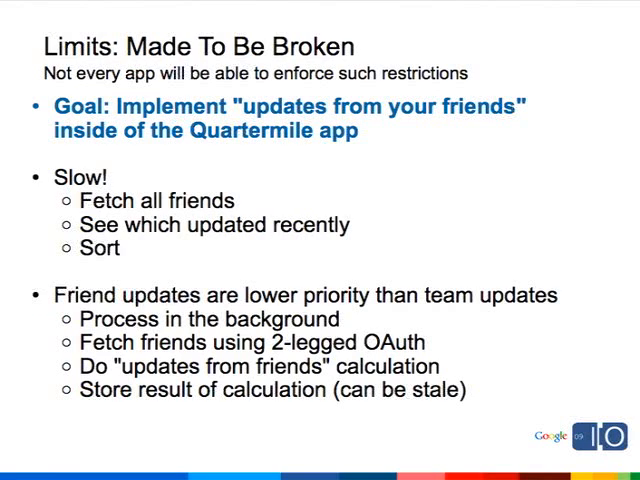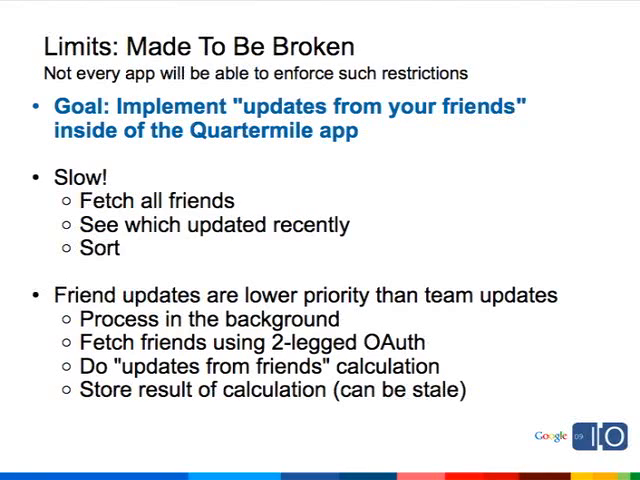Obviously, not every app can impose this sort of limitation on itself. So we did hypothetically implement the updates from your friends. We wanted to say, how can we show what our friends have been working on? Certainly, this is a very slow query, slower depending on the number of friends that you have. So what you basically have to do is use the OpenSocial REST APIs, fetch all of the user's friends from App Engine, see which ones were updated recently, then sort the whole list, and then return that to the end user. Even if you're displaying only the last 10 updates, you still have to do this for the entire list just to be sure that you have the data there.